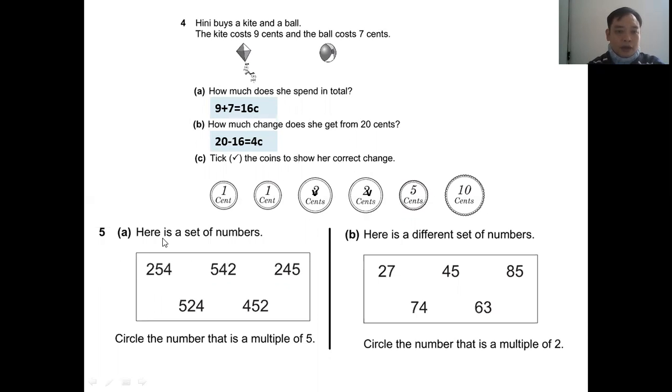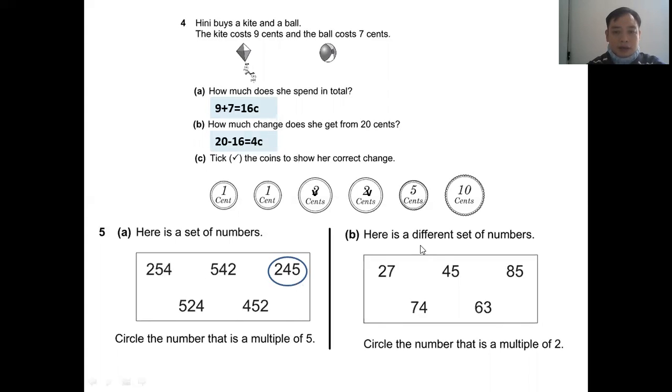Question 5. Here is a set of numbers. So here 254, 542, 245, 524, 452. Circle the number that is a multiple of 5. Now, for a multiple of 5, the ending must be 0 or 5. So here there's only one number that ends with 0 or 5, which is 245.